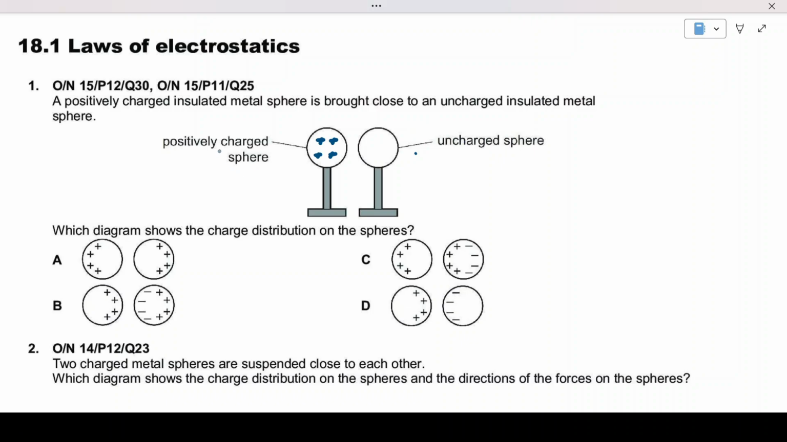but once the positively charged sphere is brought close to the other one, the negative charges would be attracted by it and the positive charges would be pushed away by the positive charges. So negative would come forward and the positive ones would go at the back. So it should be the option B.